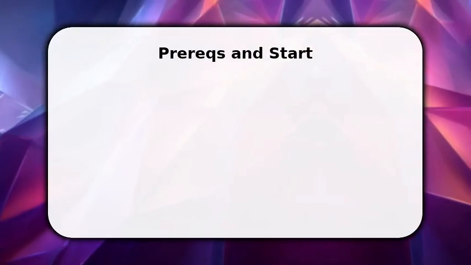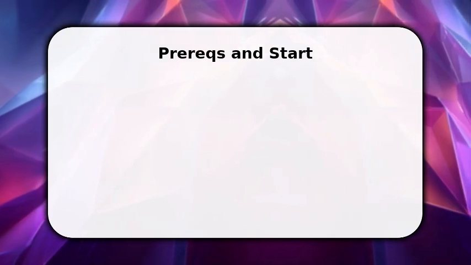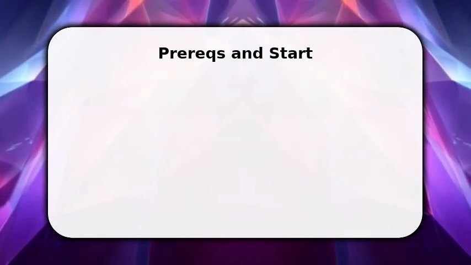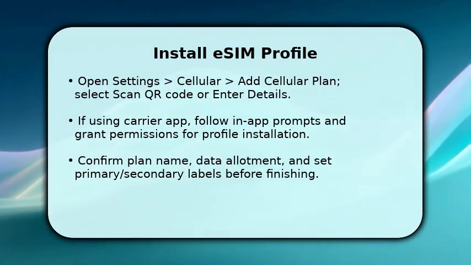Now go into Settings and navigate to Cellular or Mobile Data to start the Add eSIM flow. That's where the process moves from prep to execution. Next, you scan the carrier QR code or manually enter the activation code. This downloads the eSIM profile.